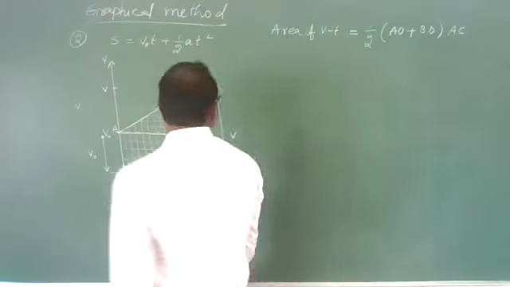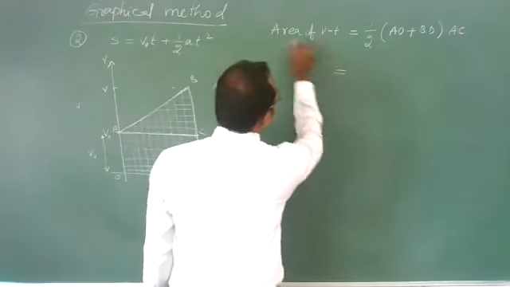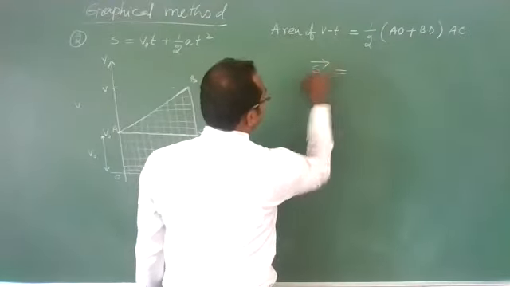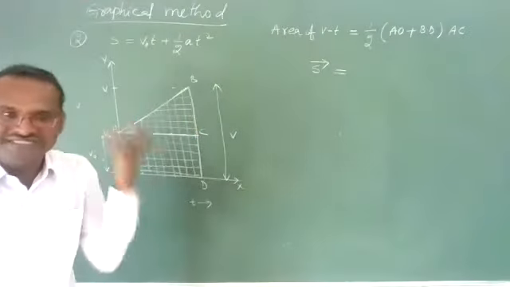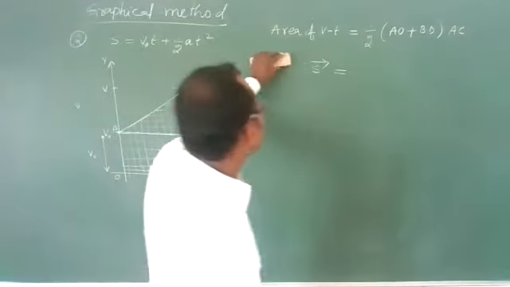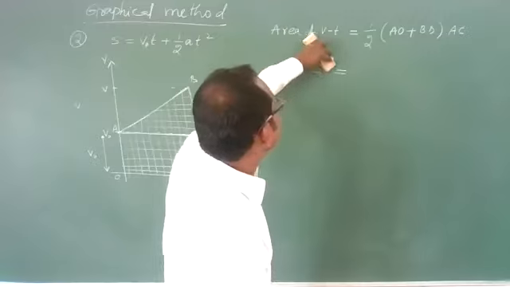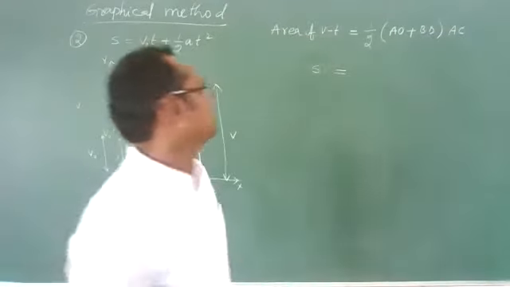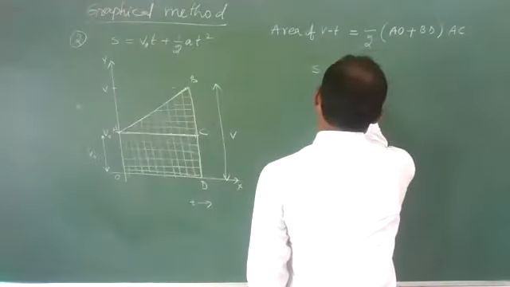Clear? So what do we get? Area under the VT graph gives us displacement. I am writing S bar as displacement; you can write S also, no problem. Remember it is displacement. S is equal to half.